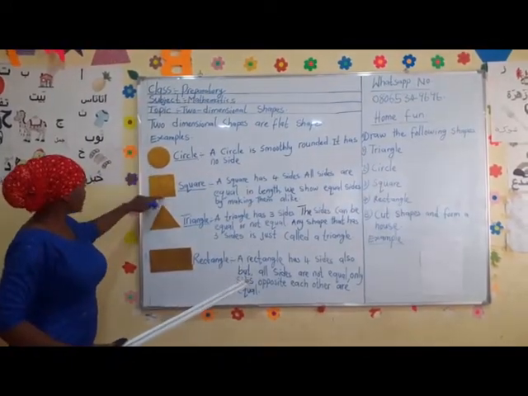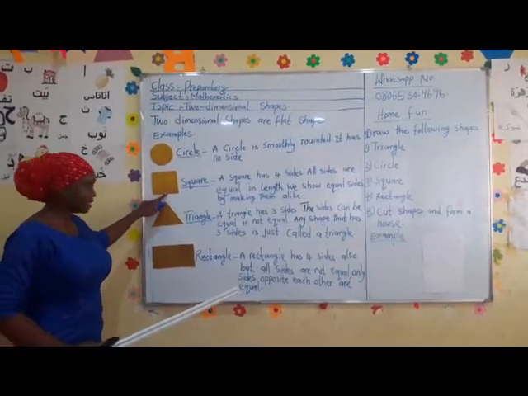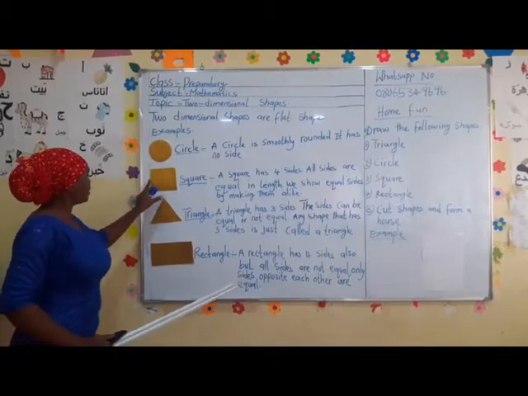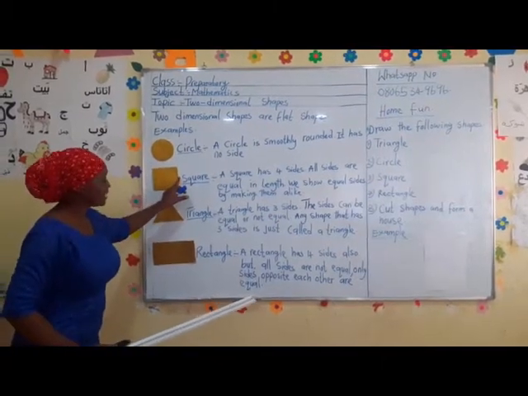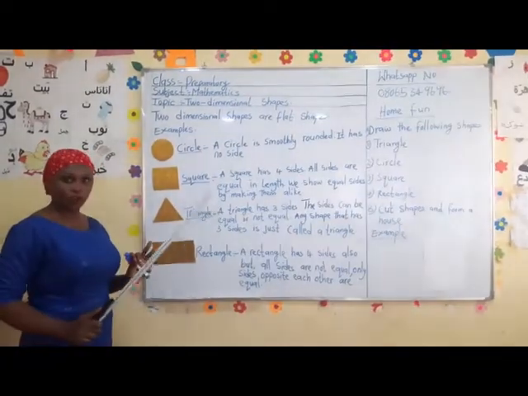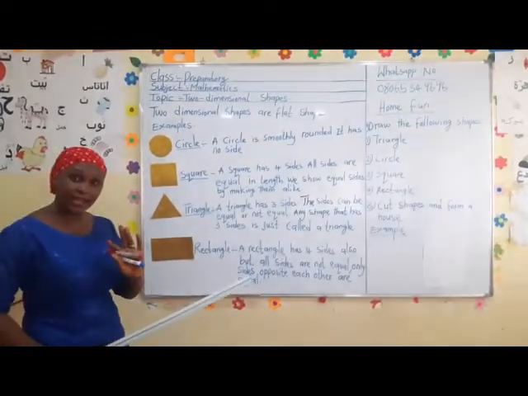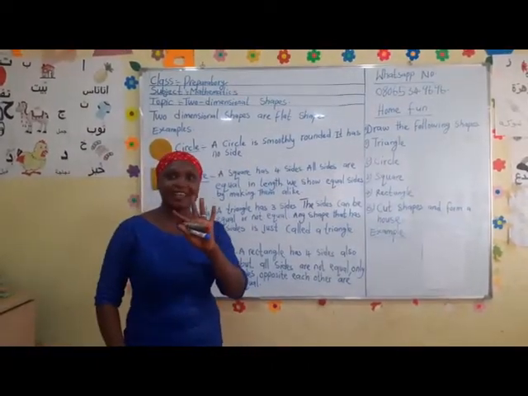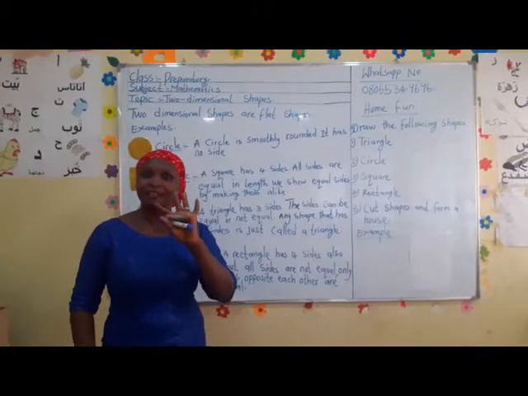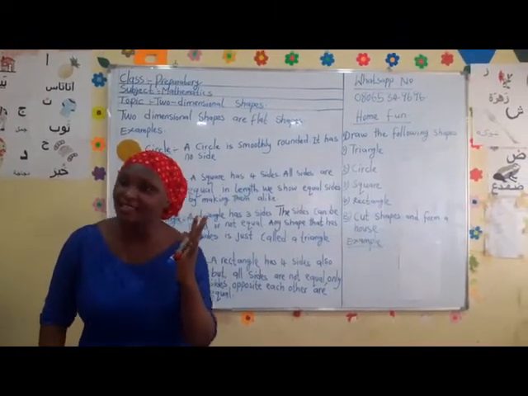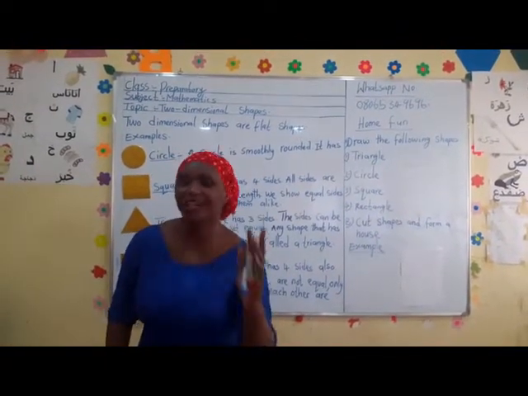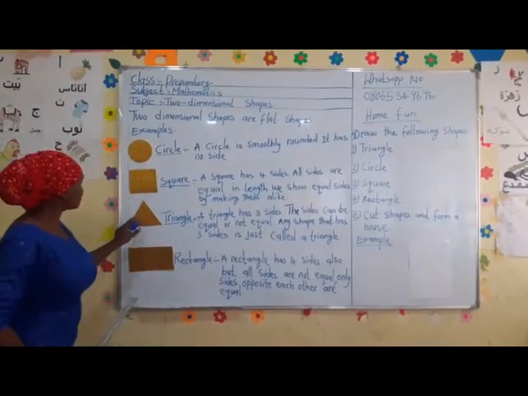This side and this side, is it equal? Yes, it's equal. And the other side and this side, they are all looking equal. A square has 4 sides. A square has how many sides? Good, I like that. Then let's go to the triangle.